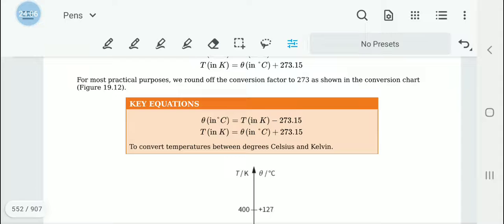So you can see absolute zero is equal to minus 273.15 degrees Celsius directly, because T is going to be 0.